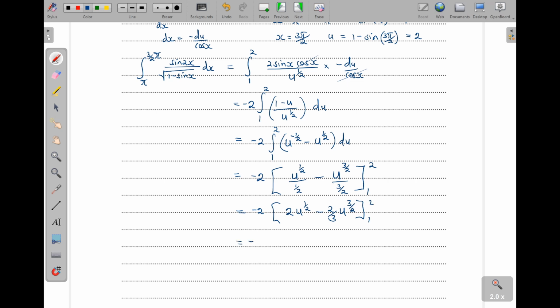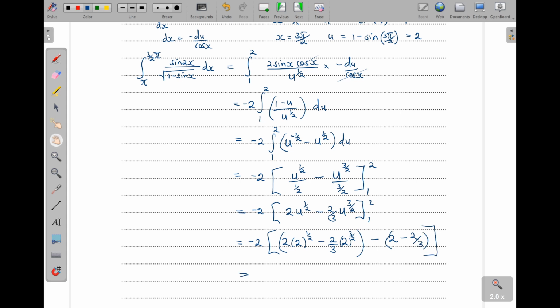Now let us put the limits. So when you put 2, you will have 2 times 2 power half minus 2 over 3 times 2 power 3 over 2. Then subtract, put 1, it will be 2, then minus 2 over 3.